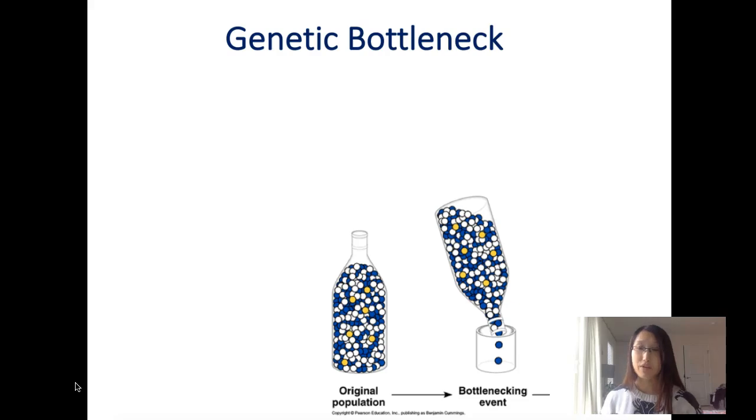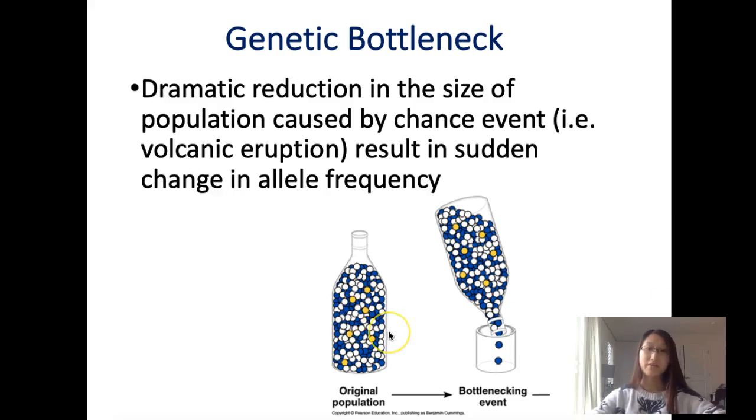The bottleneck effect happens to a population where you have an original population, but then unfortunately there's some sort of natural disaster that kills most of the population. The few individuals that are left over are going to have a different frequency of alleles compared to the original population. If you look at this bottle right here, if you pour a few of the marbles out, the frequency of the marbles is going to be different later compared to the original. A dramatic reduction in the size of the population caused by a chance event is called a genetic bottleneck.